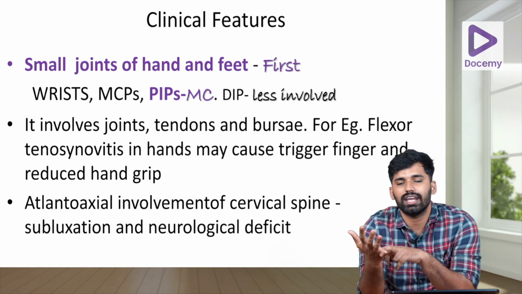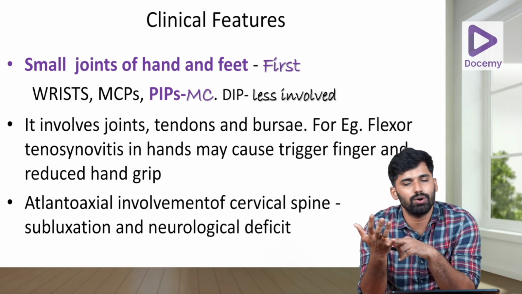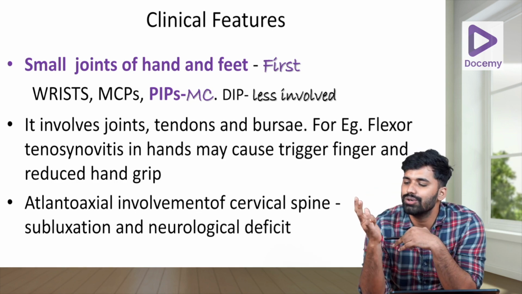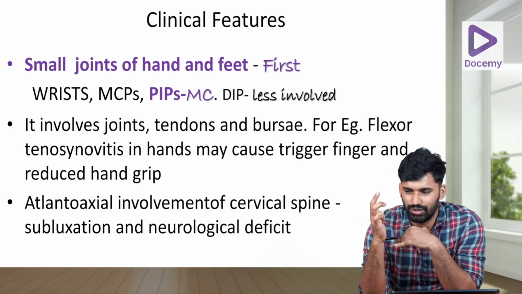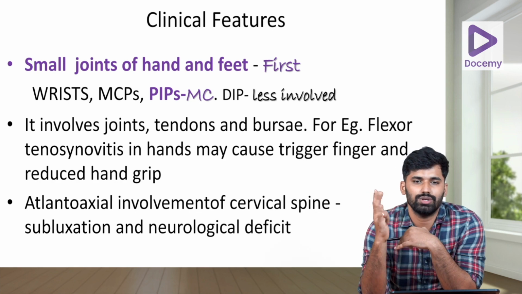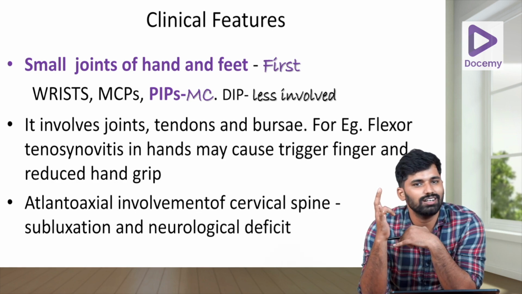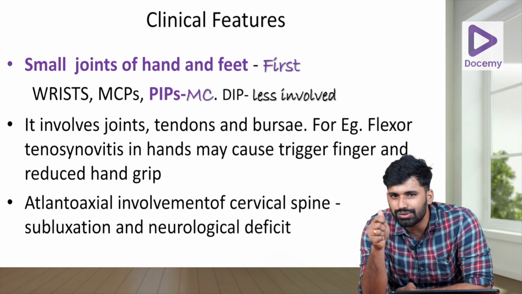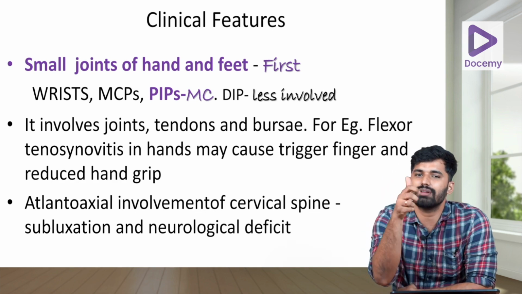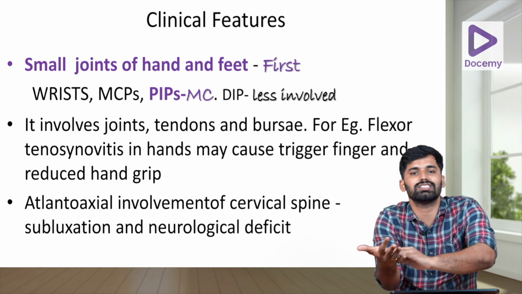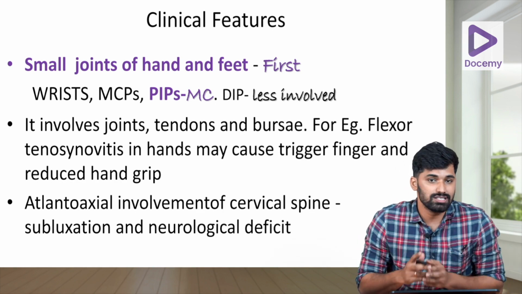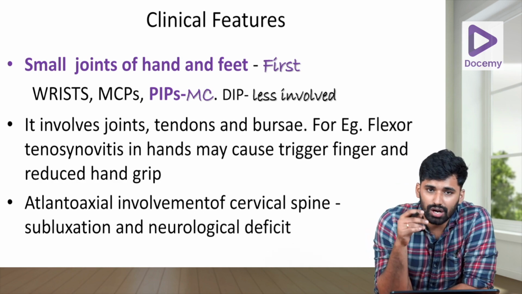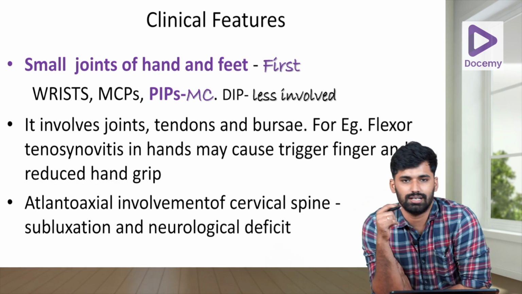This becomes inflamed, this becomes fibrosed. Later, there is a trigger finger. Trigger finger means you cannot release it easily. You have to give some more pressure to release it, which is like holding the trigger of a gun. So, trigger finger. And there will be reduced hand grip. The hand grip will be reduced when these tendon sheaths are inflamed. So, it does not involve the joints alone. It involves the joints, tendons and the bursa.